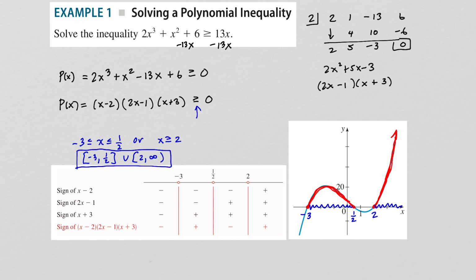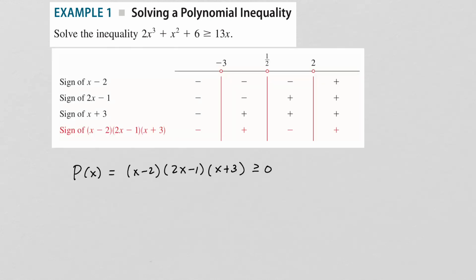Now what I want to do is talk about a different way to approach it without graphing. Another way is to simply recognize that this polynomial is going to equal 0 when x equals 2, when x equals 1/2, and when x equals -3. So I can draw a number line and put these values on it. Then I just need to test to see if the polynomial is greater than 0 in between the values at which it's equal to 0.